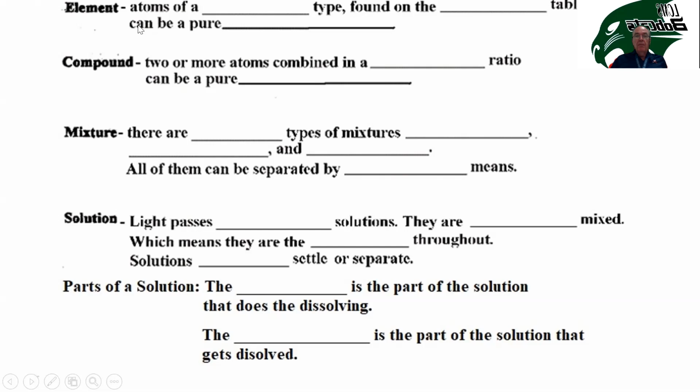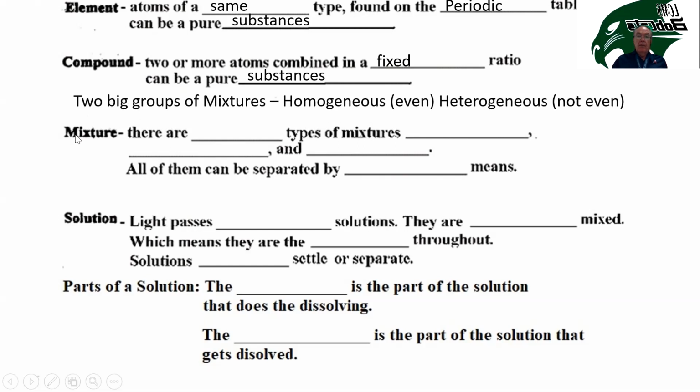Atoms of an element are atoms of the same type and are found on the periodic table, and they can be a pure substance. Compounds, and this should be a review, are two or more atoms combined, and they're always in a fixed ratio. Compounds can be pure substances. Like we said before, a compound like water can be pure. A compound like salt can be pure.